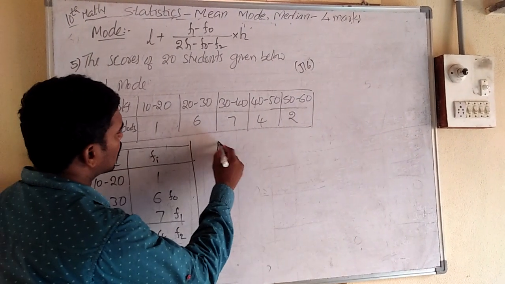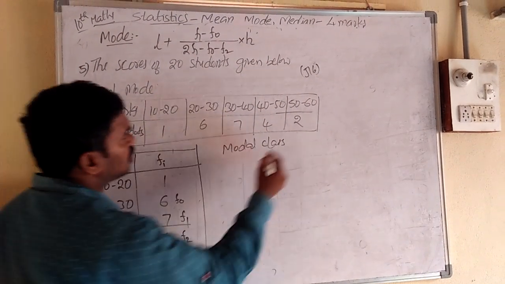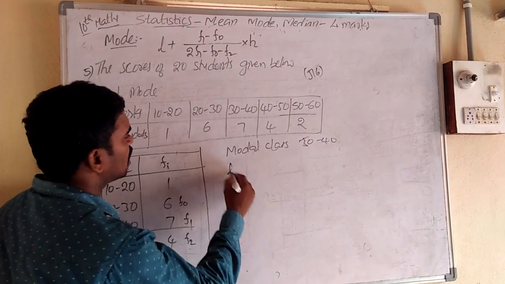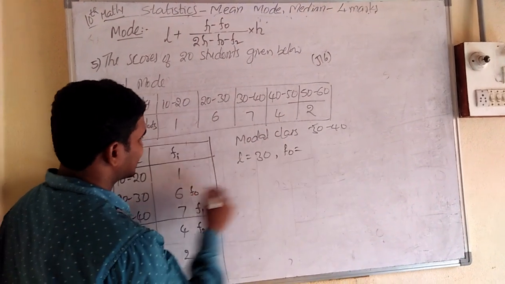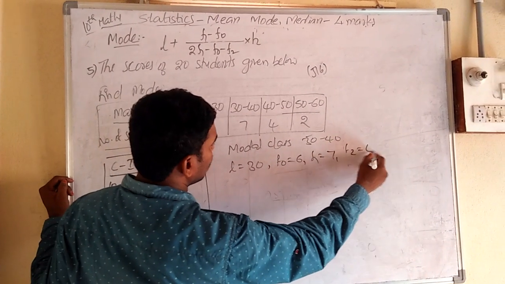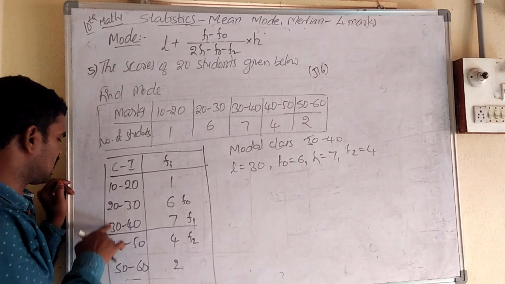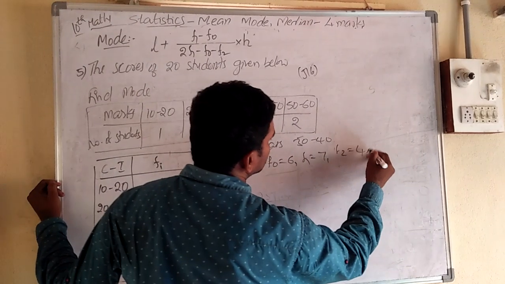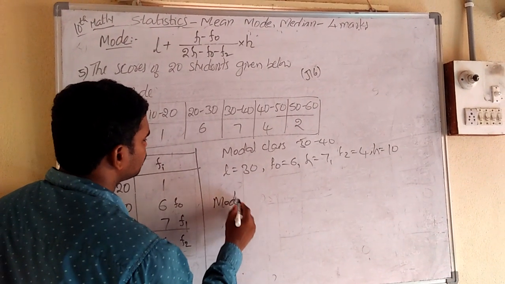What is the modal class? 30 to 40. The lowest term is 30, therefore L equals 30. Next, f0 equals 6, f1 equals 7, f2 equals 4. What is remaining? h, the height of the class interval. The class intervals 10, 20, 30, 40, 50 differ by 10, so h equals 10.